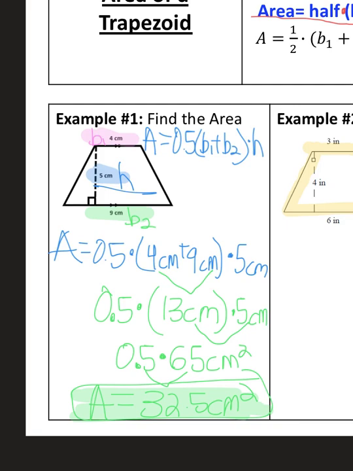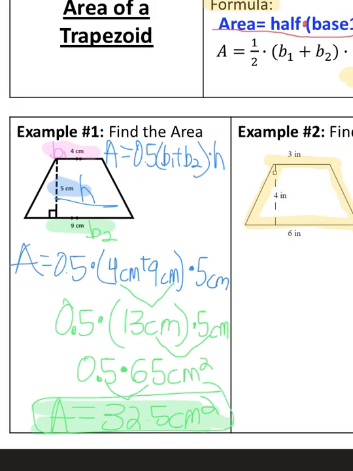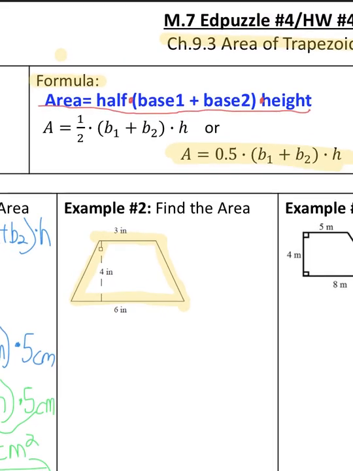So hopefully that helped walk you through it. Then we're going to do another one. Example 2, I want you guys to do on your own. So that is a problem you're going to do on your own. After watching that example, just follow the same steps. Same exact process as example 1, just different numbers. So follow the same thing, follow the steps.